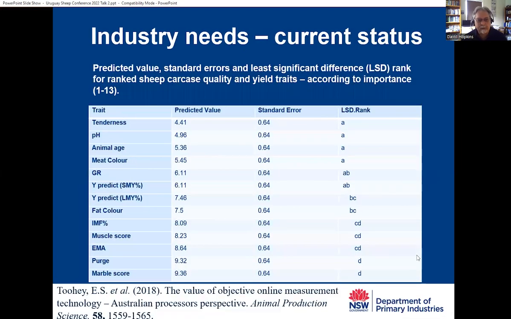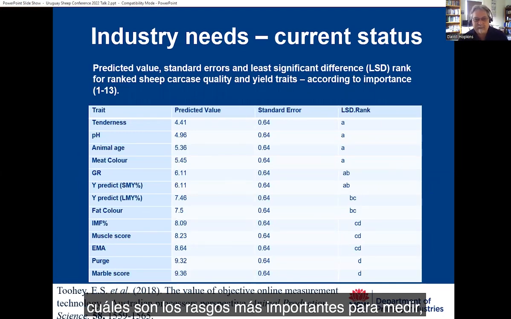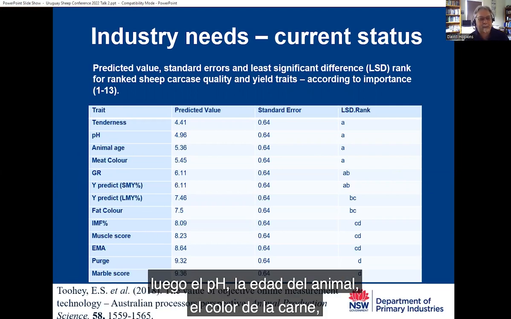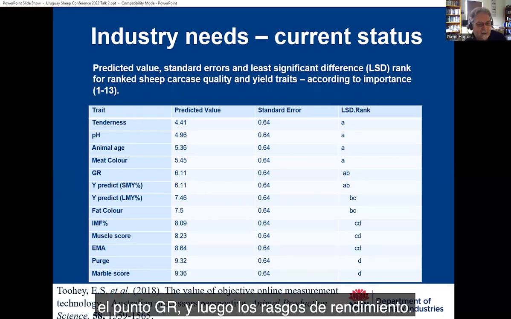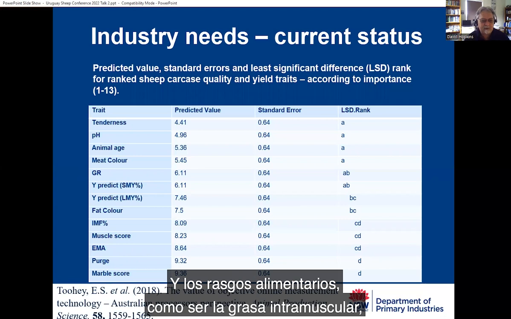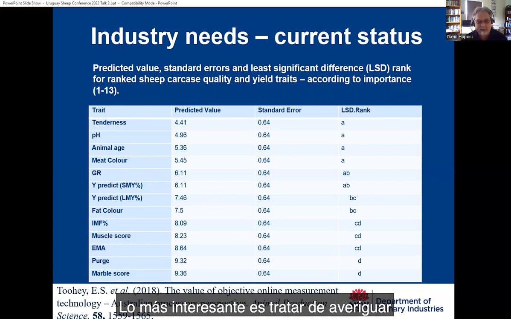Now, interestingly, when you say to them, well, what do you see as the most important traits to measure? They came up with tenderness as the most important trait, then the pH, the animal age, meat color, GR, and then into the yield traits. And the sort of, if you like, the more eating quality traits like IMF were much further down the preference list. So particularly interesting as you try to work out what are the needs of industry.